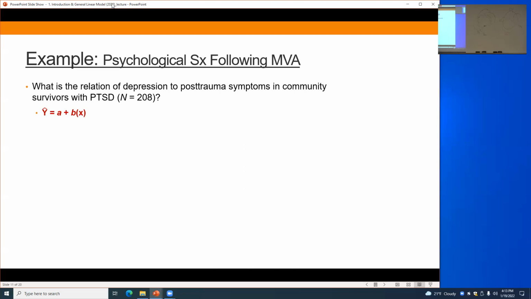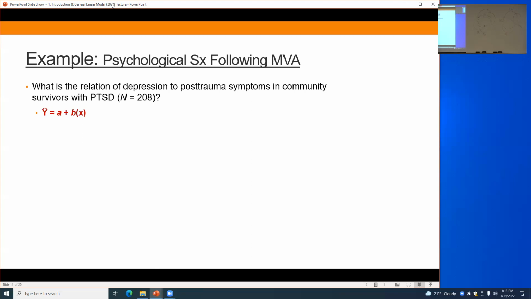equation here, okay? What we're going to be interested in is the relation of depression to post-trauma symptoms in communities surviving with PTSD. We've got folks in the community who have a diagnosis of PTSD. What we want to look at is the association of depression symptoms with post-trauma symptom severity. Only one predictor. This is a bivariate regression.